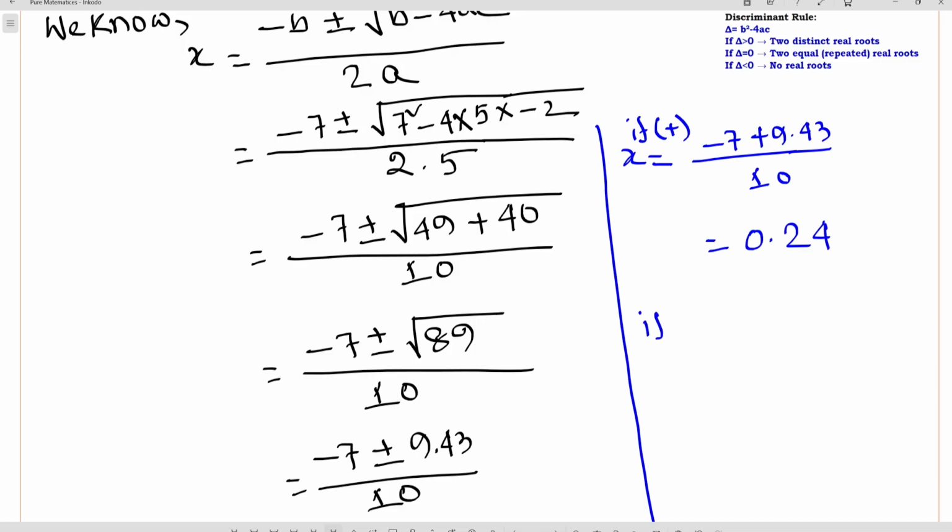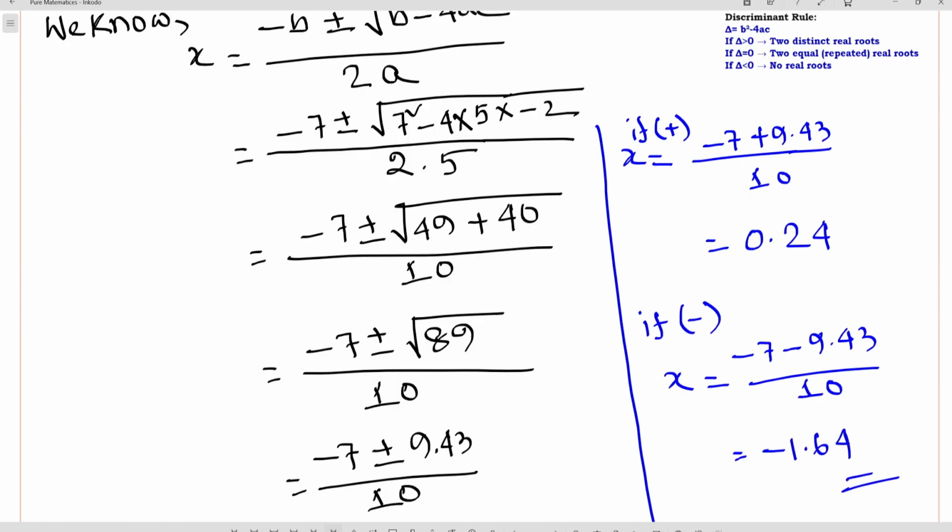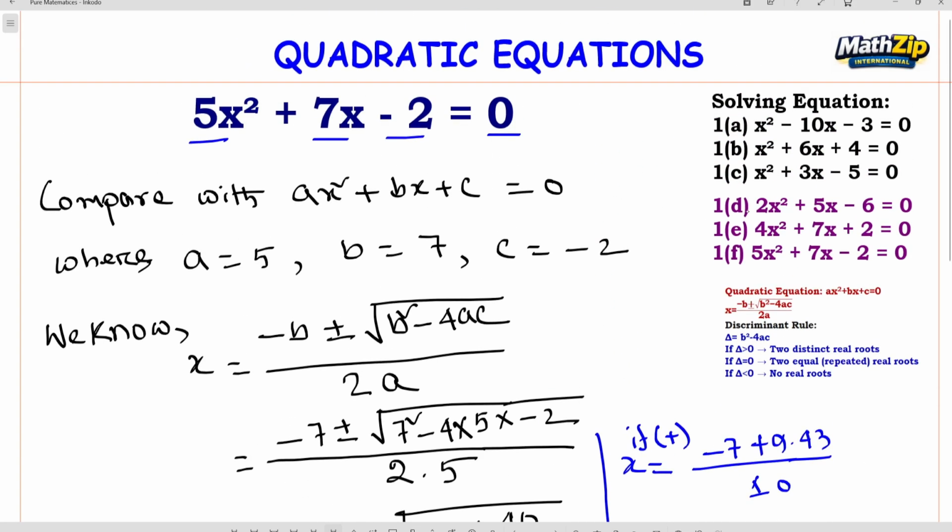If negative, then x equals minus 7 minus 9.43 divide 10. So it will be minus 16.43 divide 10, so we can write minus 1.64. Okay, so finally we have finished 3 maths based on the quadratic equation.